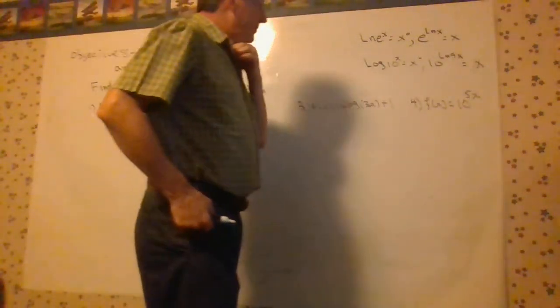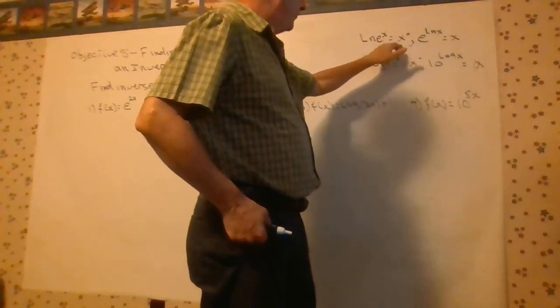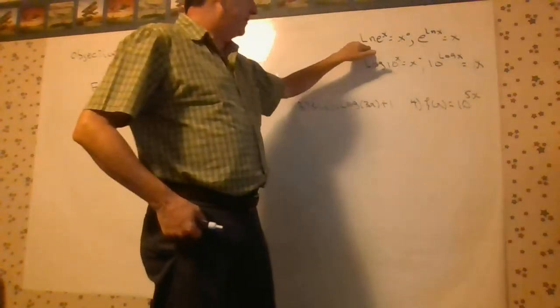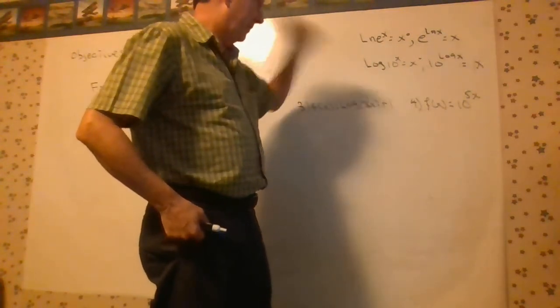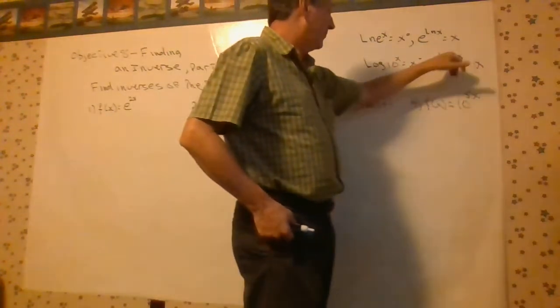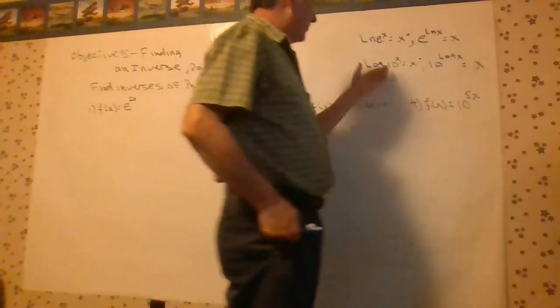There are a couple of relations we looked at earlier in the chapter. Ln e to the x is x, e to the ln of x equals x. E and ln cancel each other out. They are indeed inverse functions. And same thing with the common log: log of 10 to the x is x, and 10 to the log of x is equal to x. We'll use this to our advantage.